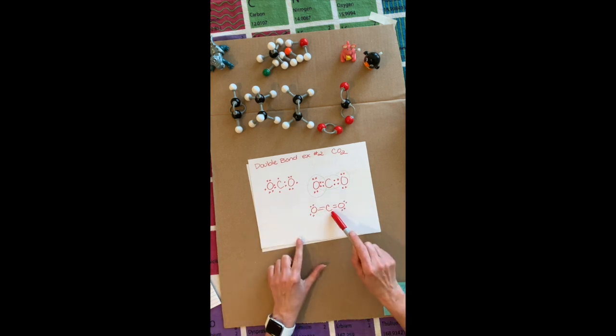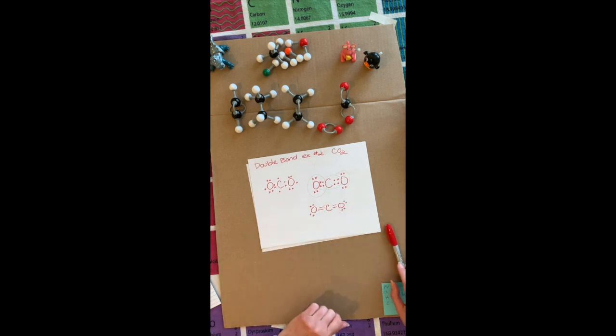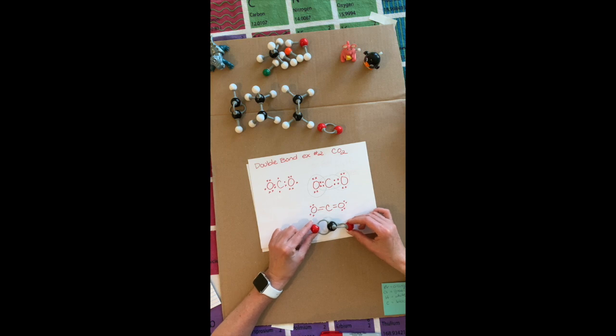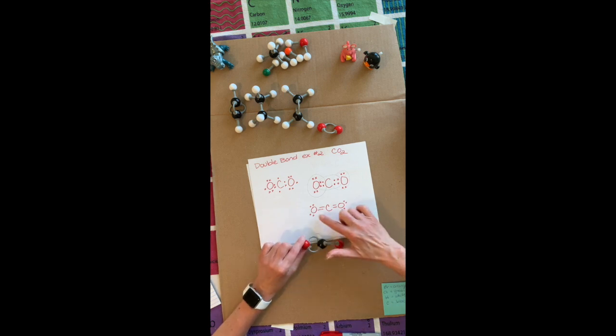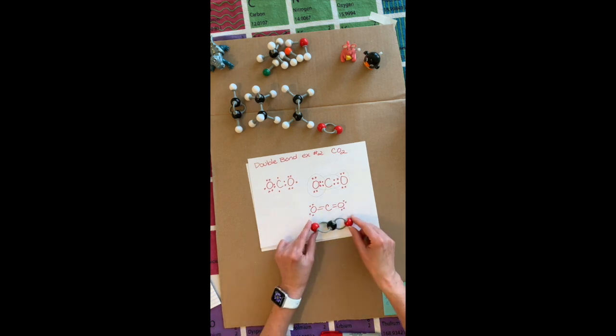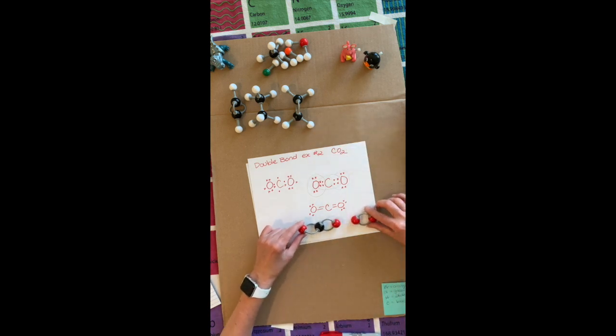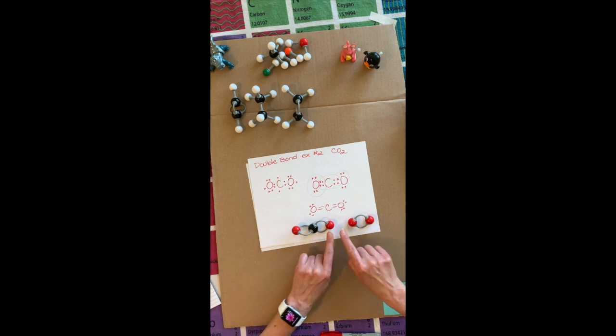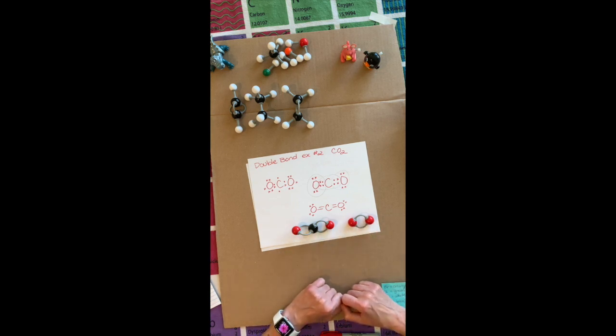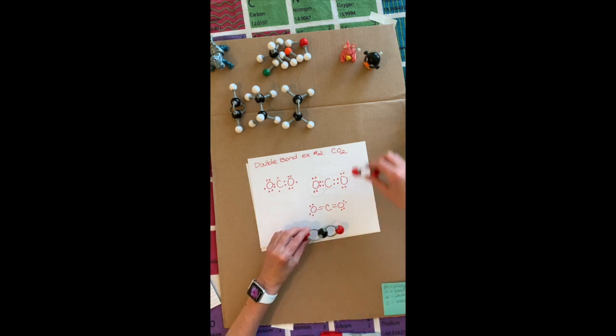Now, this is a structural formula because it's using dashes. And this is what the molecular ball and stick model would look like. I've got those 2 double bonds. This is a linear shaped molecule, and so is the oxygen. They're kind of straight lined, linear shape.